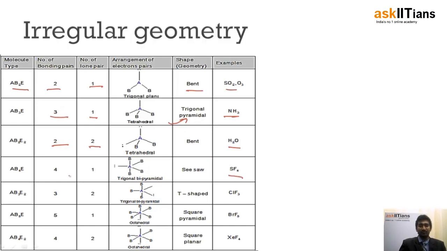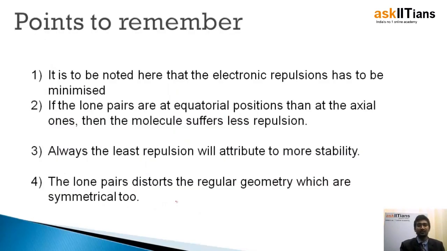Let's come to SF4, 4 bond pairs and 1 lone pair. It should be trigonal bipyramidal, but due to the lone pair there is some distortion and it gets a seesaw structure. ClF3 will be T-shaped, with 2 lone pairs and 3 bond pairs. BrF5 is square pyramidal, there is 1 lone pair, that's why it's not octahedral. There is distortion in the geometry. All these distortions happen due to electronic repulsion if there is a lone pair.